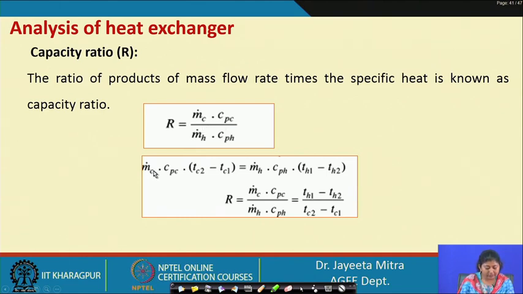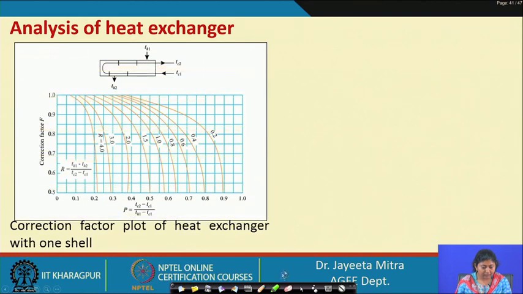So, we know that the mass flow rate of the cold fluid into Cp of the cold fluid into Tc2 minus Tc1 will be equal to mass flow rate of the hot fluid into Cph into Th1 minus Th2. Then R will be Mc into Cpc divided by Mh into Cph, that is equal to Th1 minus Th2, the difference in the hot fluid, divided by Tc2 minus Tc1, difference in the cold fluid. So, we are getting two things, temperature ratio and capacity ratio, and using these two we will see what will be the correction factor.